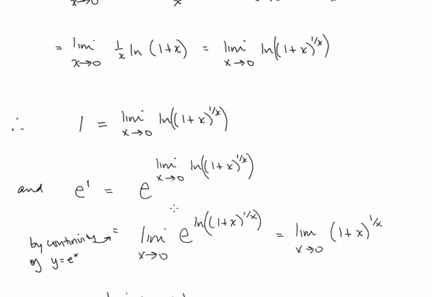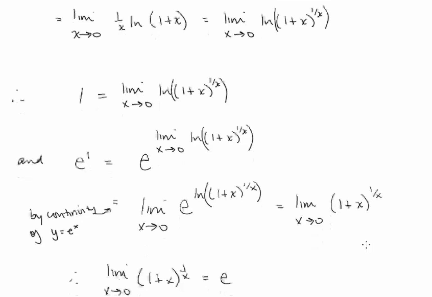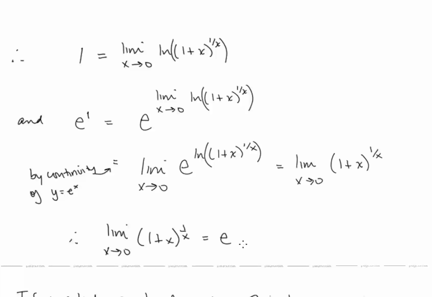Remember that when a function is continuous, you can take the limit before or after you apply the function and you'll get the same answer. So now we realize that we have e to the ln of a quantity, so by composition of inverse functions, this is just 1 plus x to the 1 over x. So now we have e is equal to limit as x goes to 0 of 1 plus x to the 1 over x. And so now we have a way to express this number e. Remember that we had defined it to be the number for which the ln function is equal to 1, but now we have a more explicit way to express that.